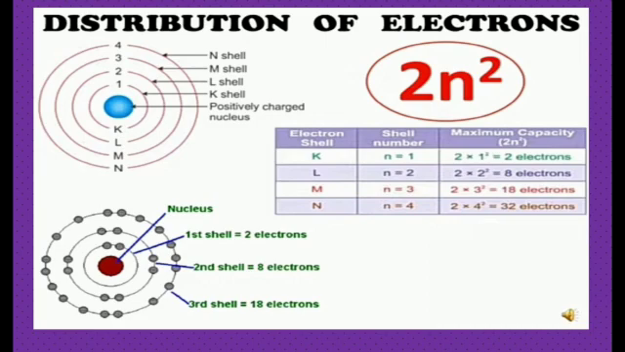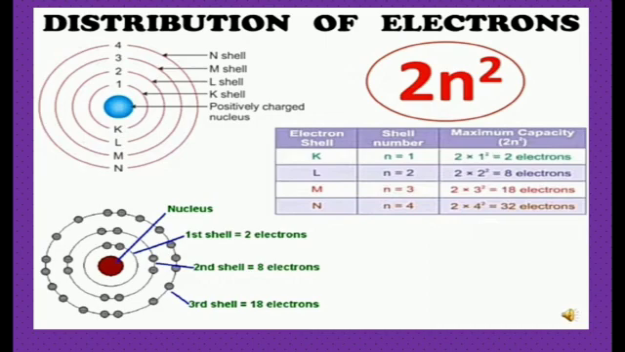One table is given over there. Please look at the table. The electron shell is given over there. That means the first shell is the K shell. K shell means the shell number is 1. So you can calculate with the help of this formula: 2 into 1 squared. 1 squared means 1 into 1. So 2 into 1, 2 electrons. So the K shell can accommodate only 2 electrons.